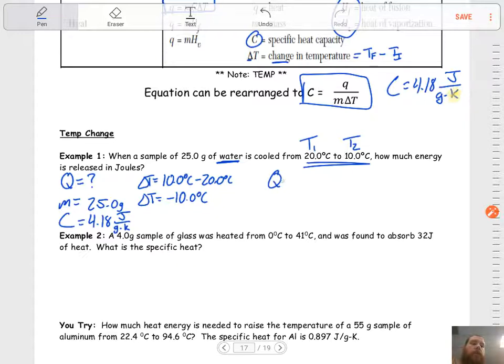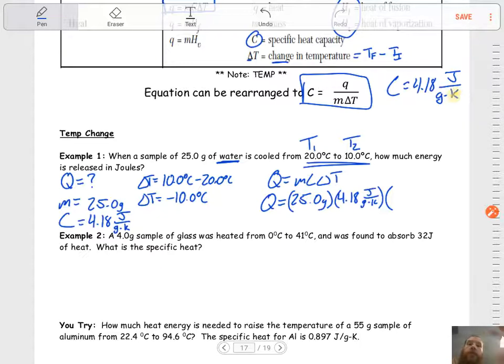So now we have all the variables we need. We can solve for Q. So Q equals MC delta T. Okay, the more work you show me, the more credit I can give you if you mess something up. So I encourage all of my students to show as much work as I'm showing with units. Okay, 4.18 joules per gram times Kelvin. Now notice this is degrees Celsius. Okay, so we need to convert our temperatures.